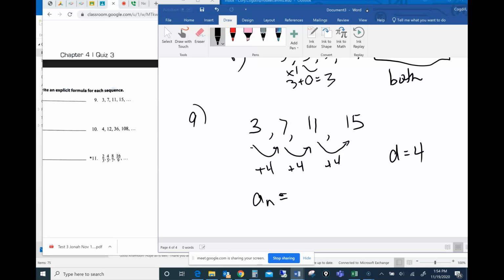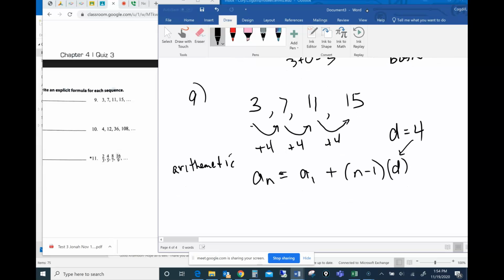For these, and this is called an arithmetic sequence, it's going to be a sub n equals the first term plus n minus 1 times the common difference. And we know what the common difference is. It's 4. Okay, and we know what the first term is also. The first term is 3. So if you wrote this, I would have probably given you credit.